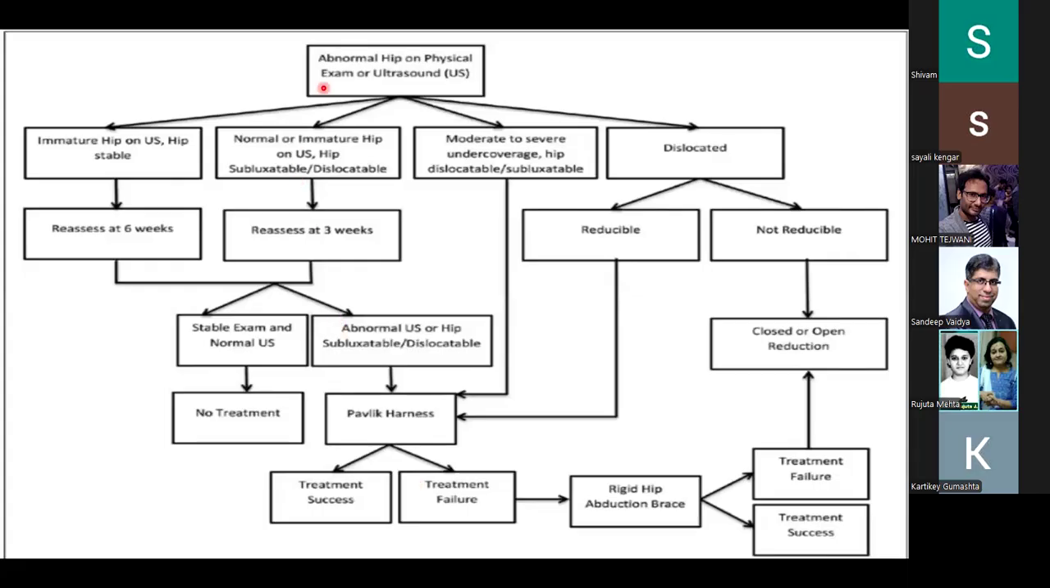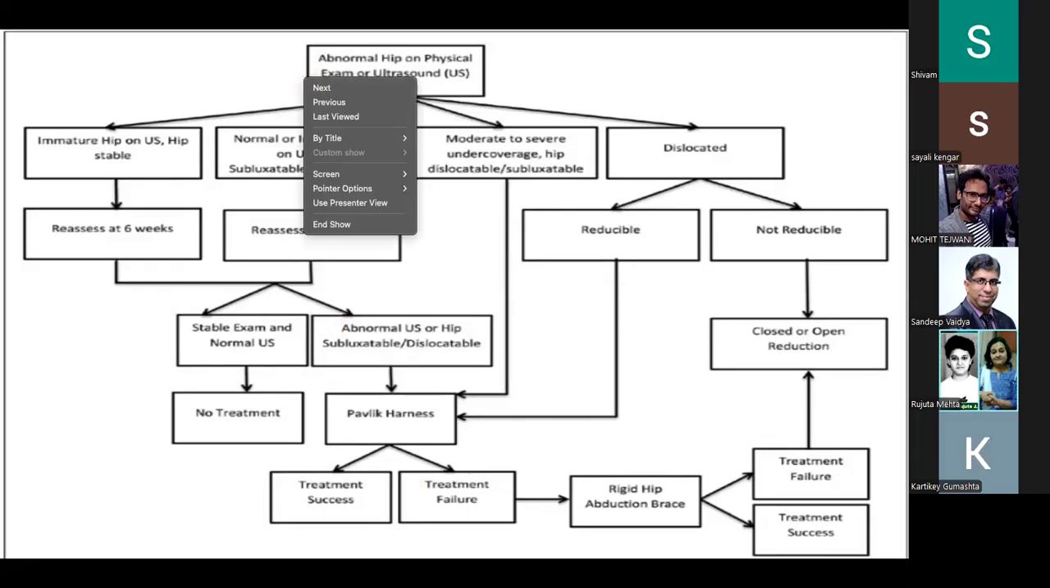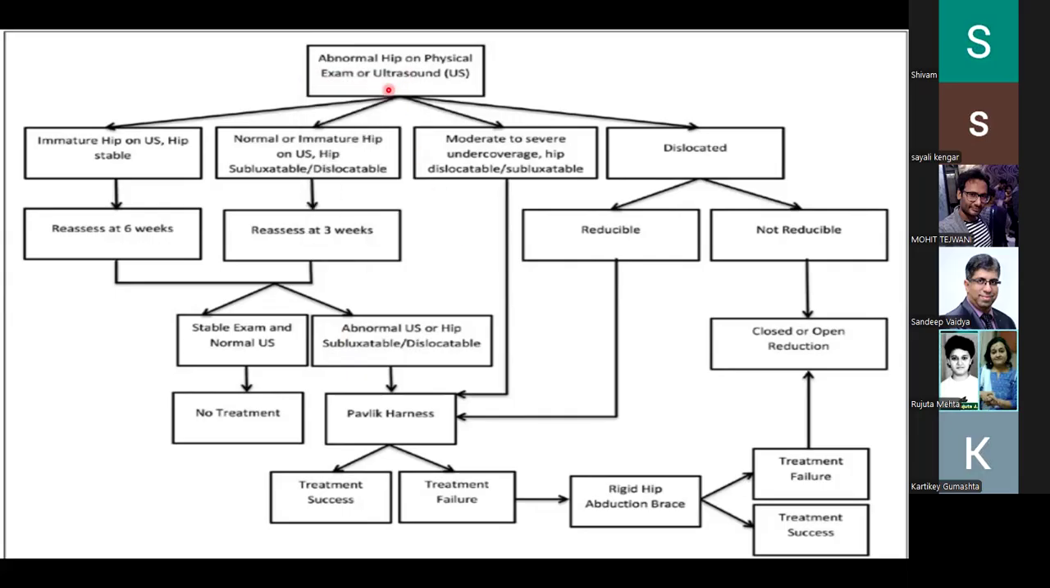This is the algorithm for treatment. If there is an abnormal hip on physical examination or ultrasound, class 1 is the first group of patients, in which there is an immature hip on ultrasonography, but the hip is stable. We reassess them at 6 weeks. If after 6 weeks the hip is stable on examination and USG is normal, then no treatment is required. If at the end of 6 weeks there is abnormal ultrasonography or the hip subluxates or dislocates, then we should give Pavlik harness.